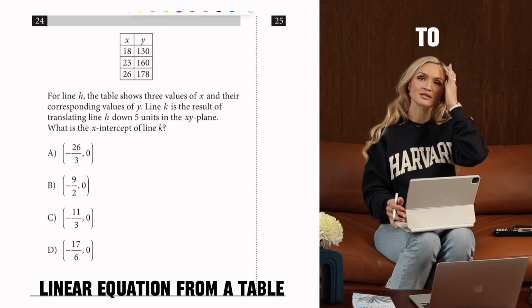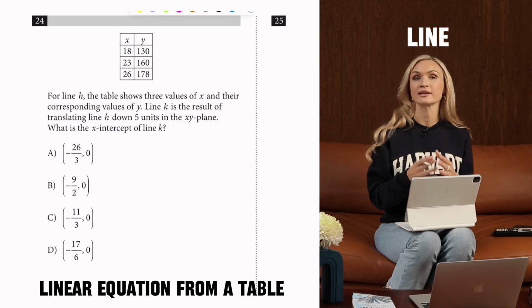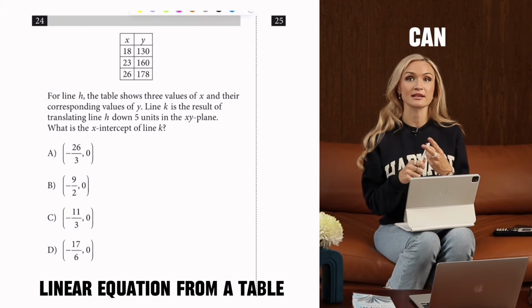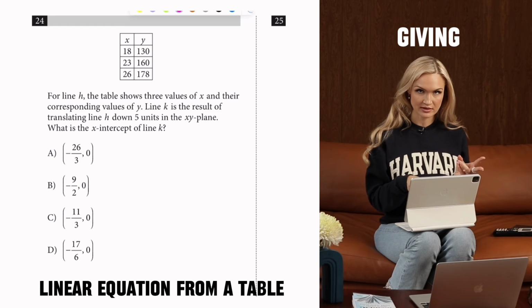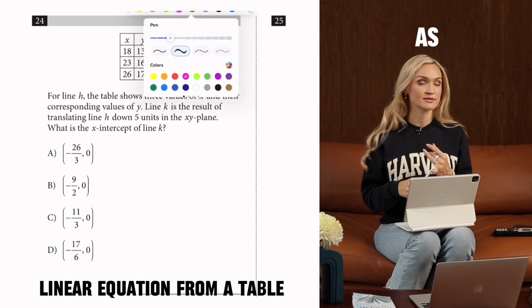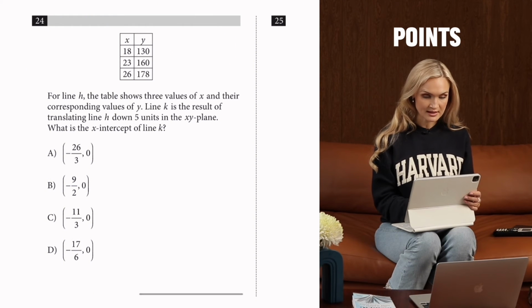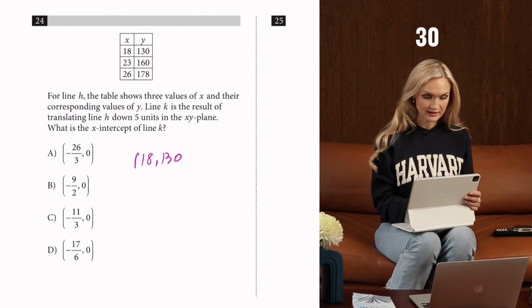24. SAT likes to experiment with different ways of giving you points so that you can figure out the equation of a line. They can give it to you as regular coordinates. They can give it to you as a table, the way they're giving it to you here. They can give it to you as a graph a couple of problems ago, or as function notation. So here, that's a table. Don't be afraid. Just grab the 2 points. So you have 18 and 130, and then you have 23 and 160.